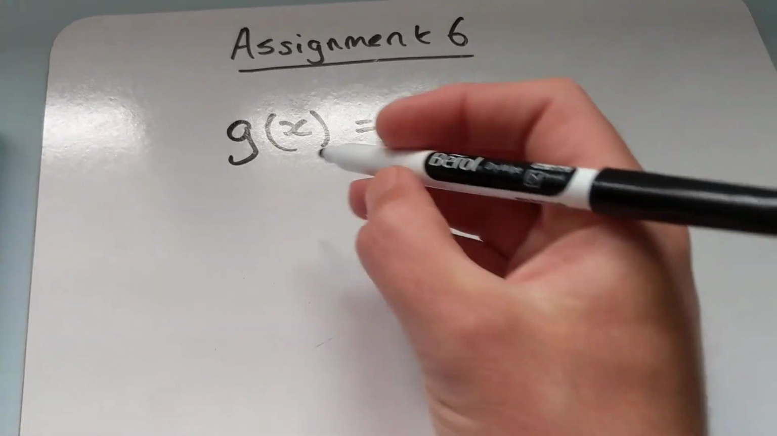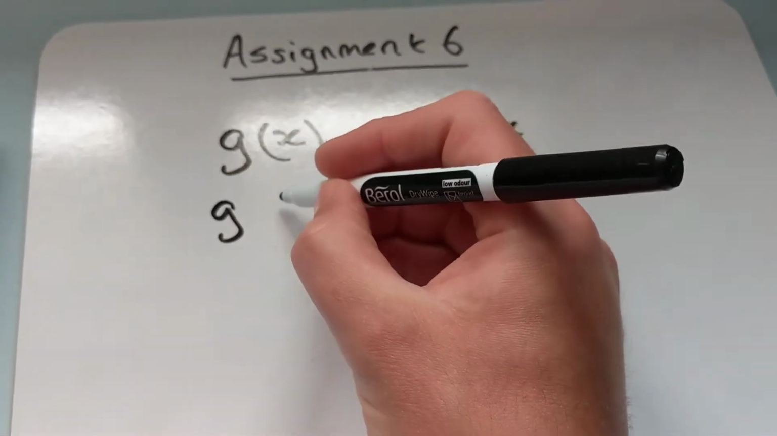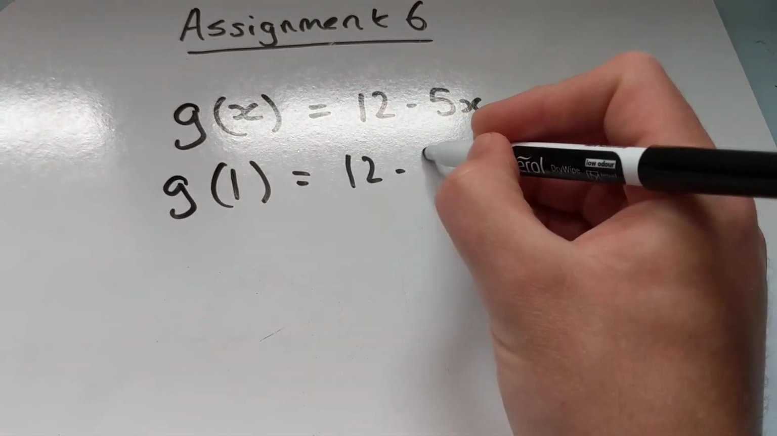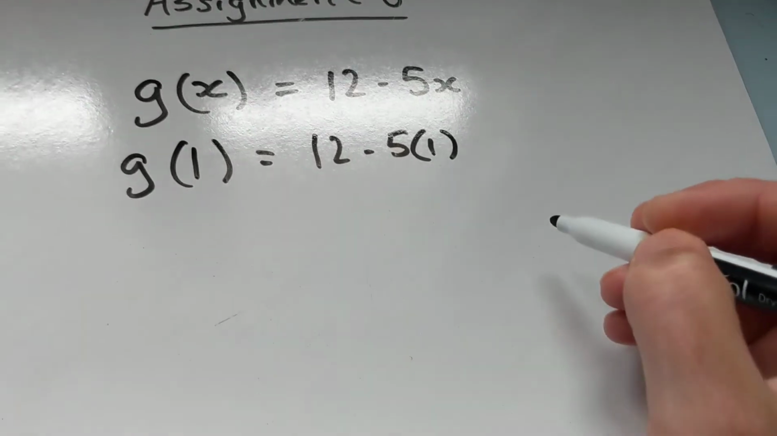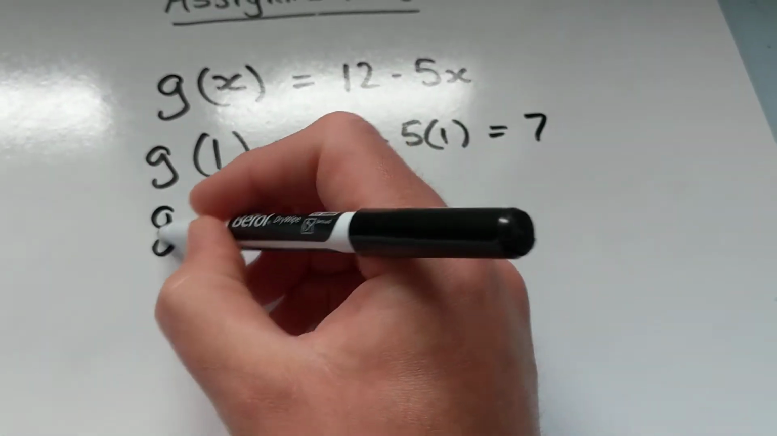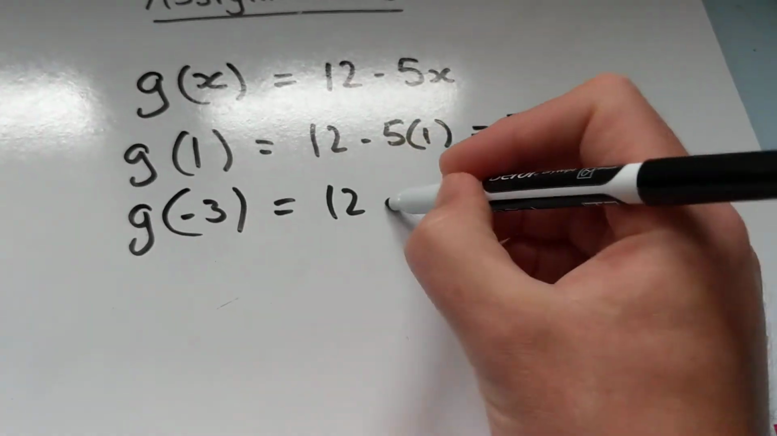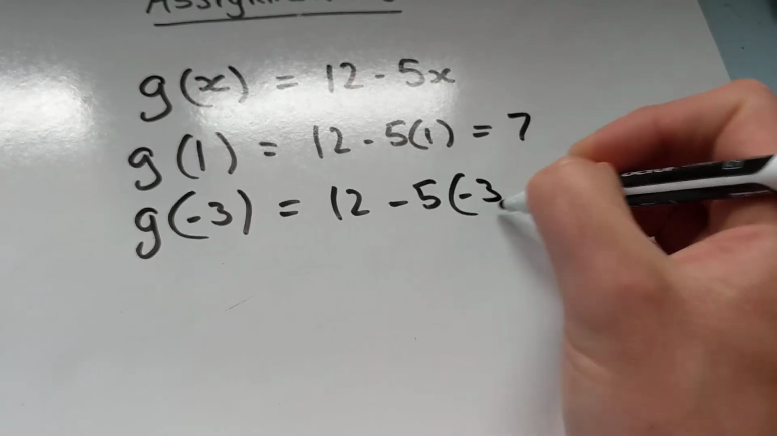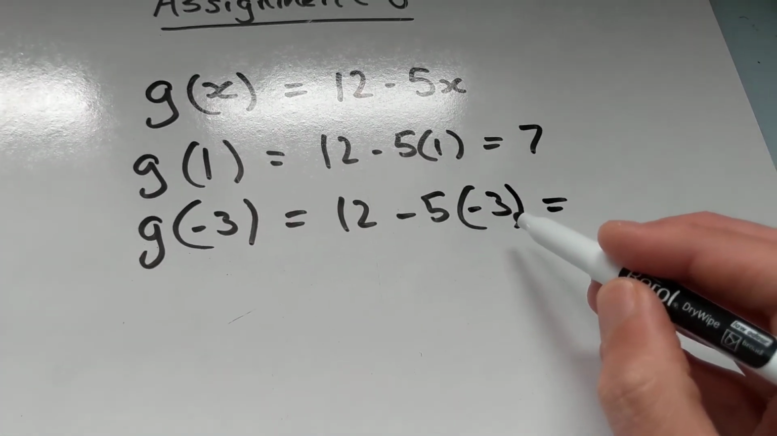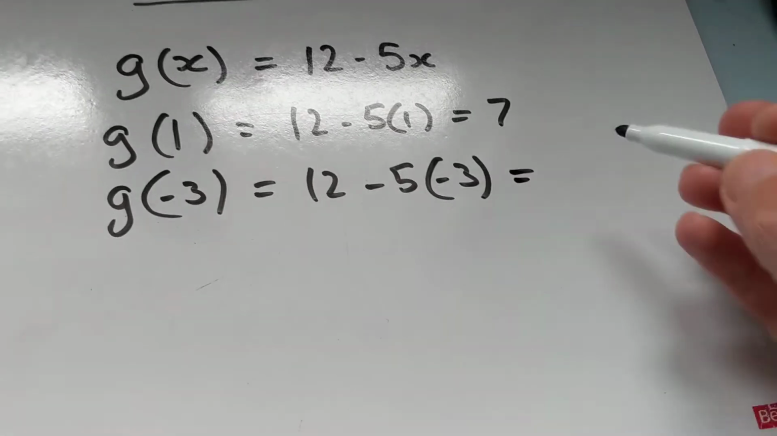So you're asked to find g(1) plus g(minus 3). So g(1) is just if you put a 1 in. So 12 take away 5 lots of 1, which is just 12 take away 5, which is 7. g of minus 3 is 12 take away 5 lots of minus 3. Now 5 lots of minus 3 is minus 15. 12 take away minus 15 would be 27.